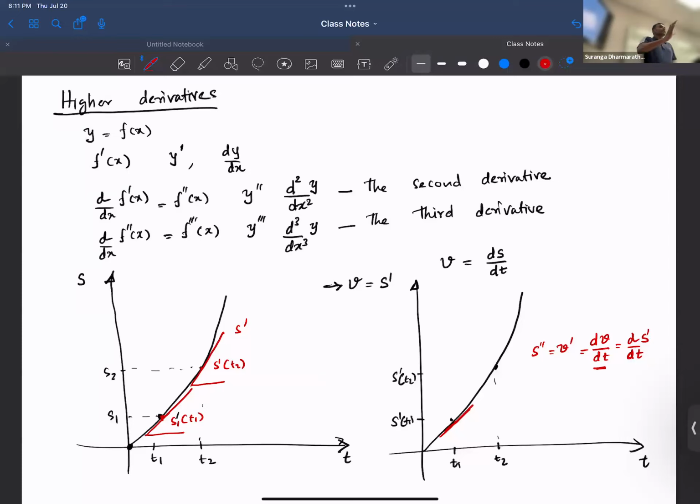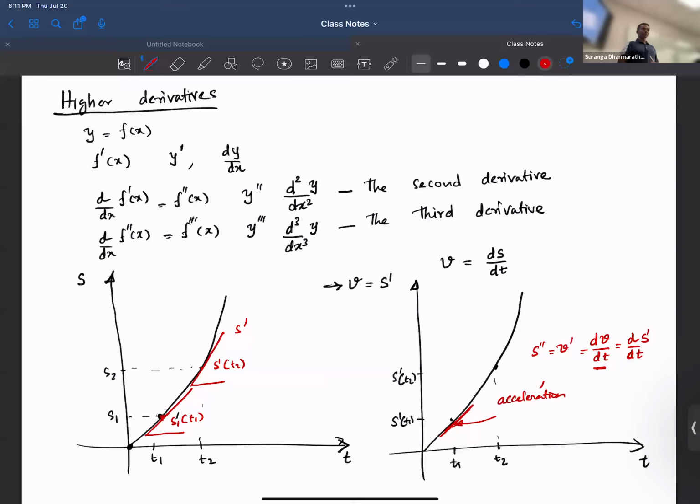How fast the velocity is increasing? How is it related to the physics? That's acceleration. So this is called acceleration. If you find the slope of the curve at that point, it represents the acceleration at that time.